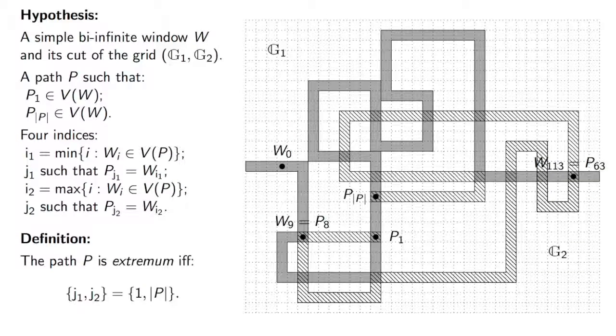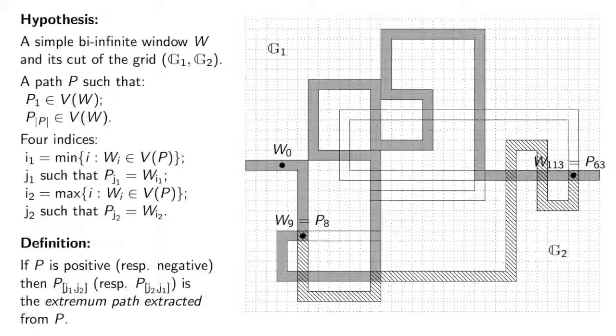A positive path P is extremum if and only if the index J1 is equal to 1 and the index J2 is equal to the size of P. Intuitively, the first position of a positive extremum path is where the path starts in the window W and its last position is where it ends. In our example, the path P is not extremum. A negative path P is extremum if and only if the index J2 is equal to 1 and the index J1 is equal to the size of P.